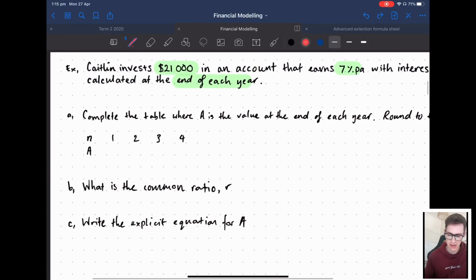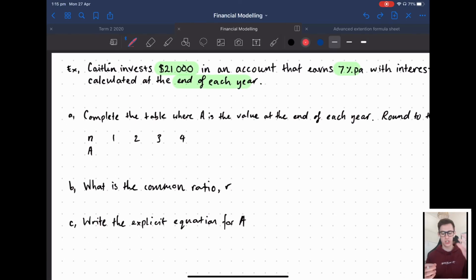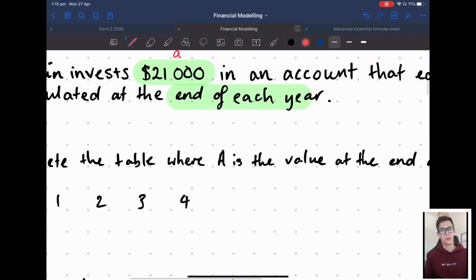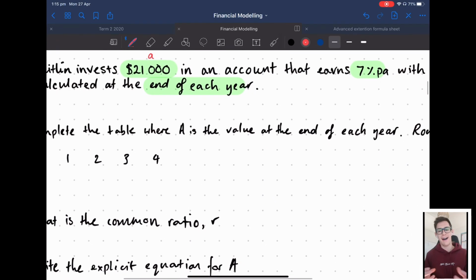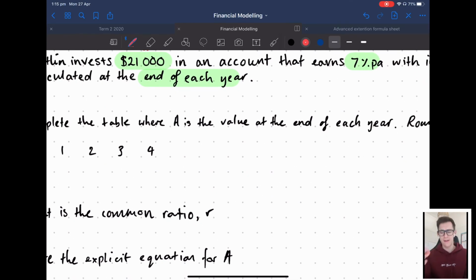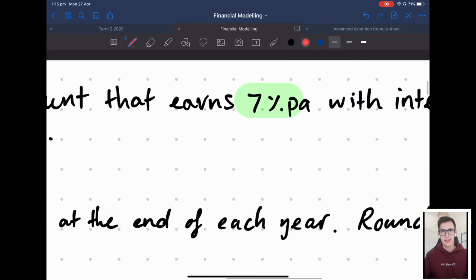Okay, so there's a couple things happening here. Remembering that this is a geometric application question, we need to start with our A and our R the same way we have been. So our A value is always going to be what we start with, so 21,000. Now our R is going to be what we're multiplying by. The problem here is that if you were to multiply by 7% each time, you're actually going to be getting an infinitely decreasing amount. It'll be really small because you're finding just 7% of the term before it. That doesn't make much sense.